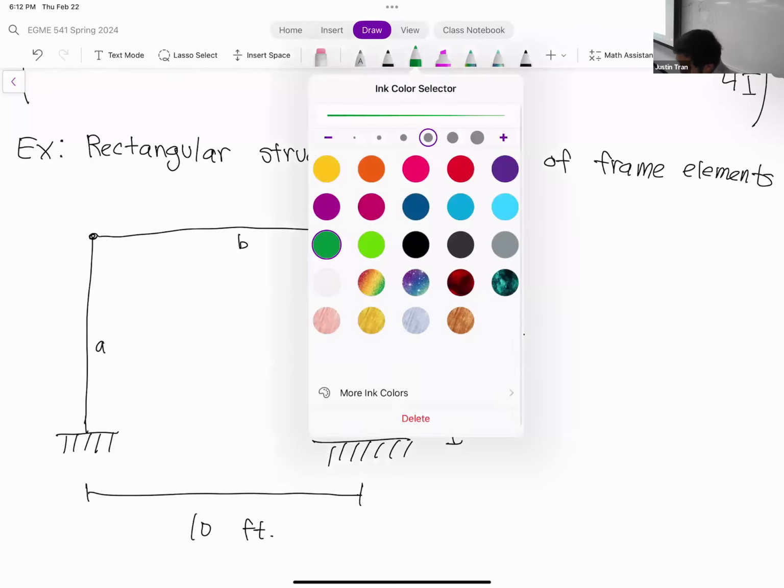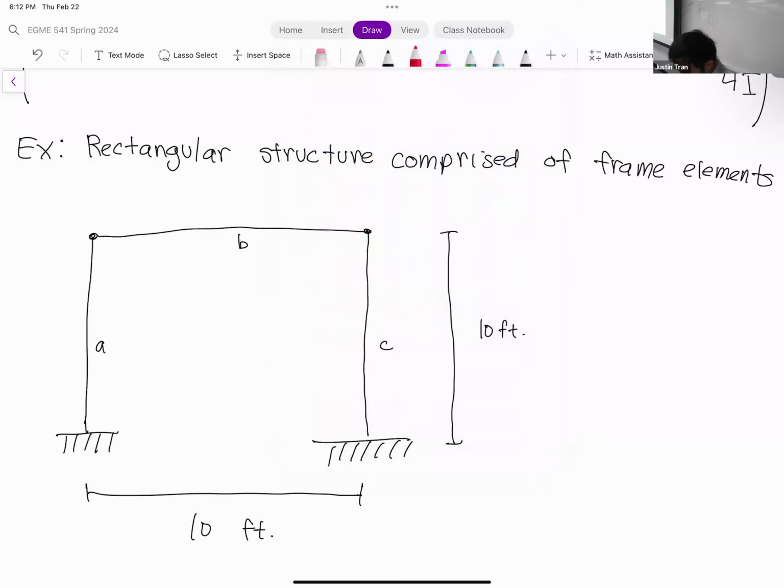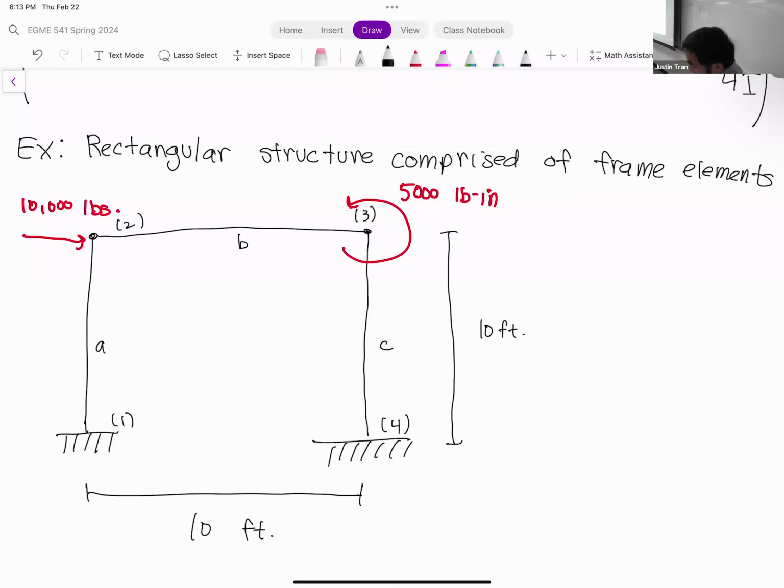We have a couple of loads being applied here. We have a load of 10,000 pounds being applied directly on this node here. And we have a counterclockwise moment of 5,000 pound-inches being applied on node 2. Actually, let me label the nodes. Node 1 is attached to the ground. Node 2 is right here. Node 3 and node 4.